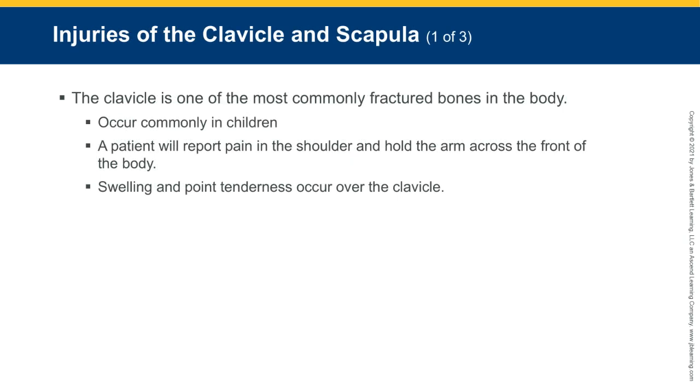The clavicle is one of the most commonly fractured bones in the body, often occurring due to direct trauma or falls. Clavicle fractures are particularly common in children. Patients with this type of injury usually report shoulder pain and will often hold their arm across the front of their body for support. Swelling and tenderness over the fracture site are common findings.